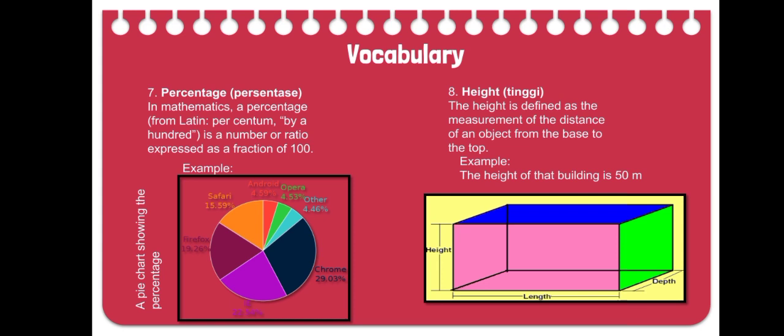So next, number 8 is about height or tinggi in Indonesian language. The height is defined as the measurement of the distance of an object from the base to the top. Example, the height of that building is 50 meters. We can also see in the picture in my presentation, which is a cuboid, the color violet or purple is the height.